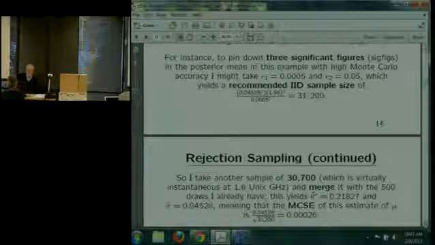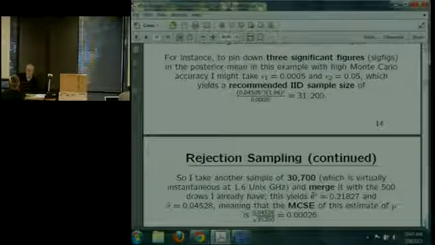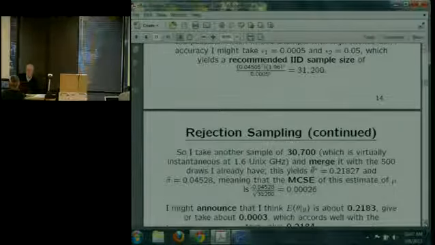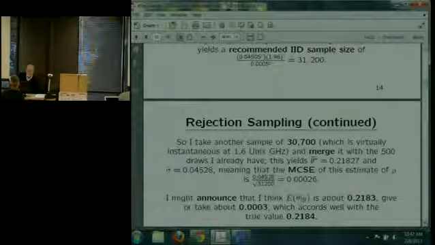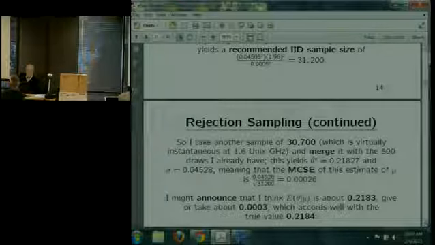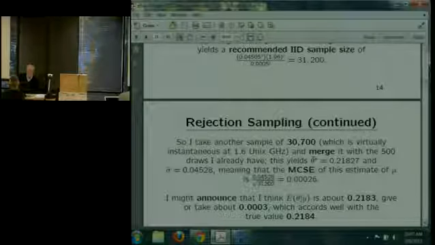And the answer comes out 0.21827 with a posterior standard deviation of 0.04528, and the Monte Carlo standard error therefore comes out 0.00026. And I would announce that I think the posterior mean is about 0.2183, rounding to 4 significant figures, give or take about 0.0003. And in fact, when you go back and do the arithmetic in the beta family, the right answer is 0.2184.